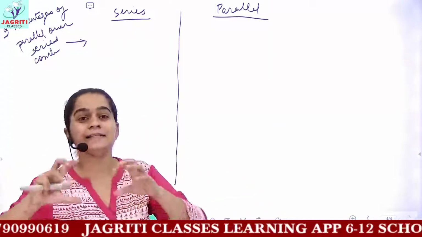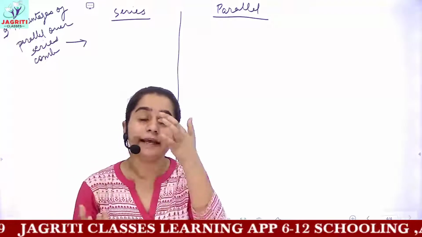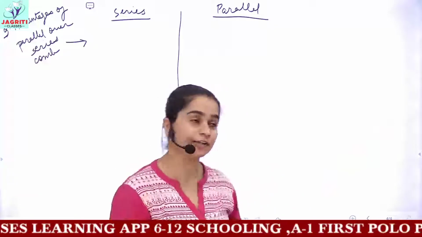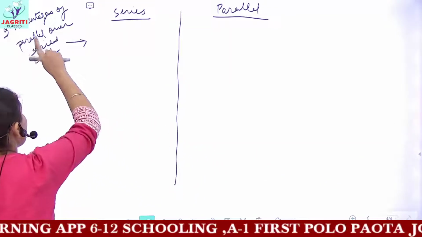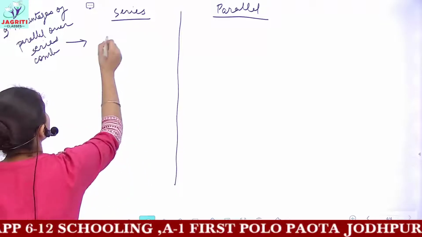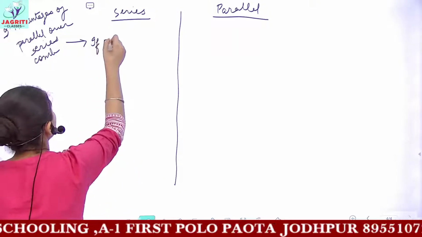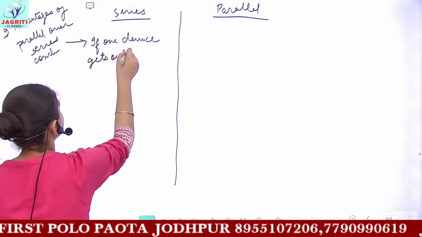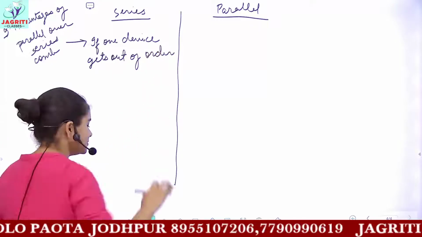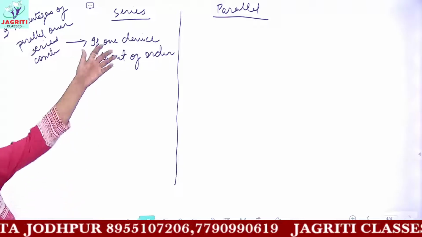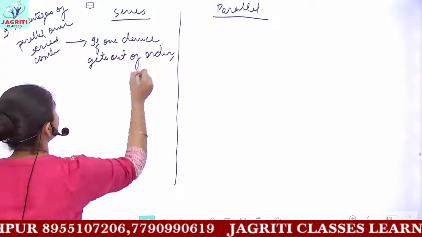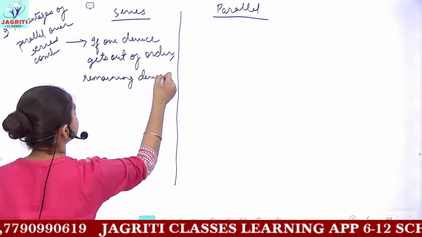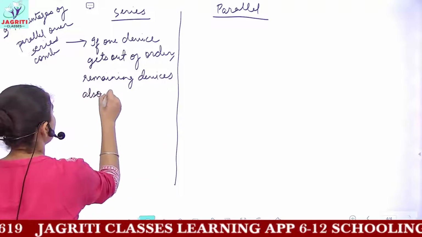So the answer to this is, in series combination, when you have the devices connected, if one of the devices gets out of order, or when one of the devices gets burnt out due to high flow of current, then the other devices also stop working. So this is the disadvantage of series, and it becomes the advantage of parallel. That is, in series combination, if one device gets destroyed, the circuit gets burnt out, so the remaining devices or remaining resistors also stop working.